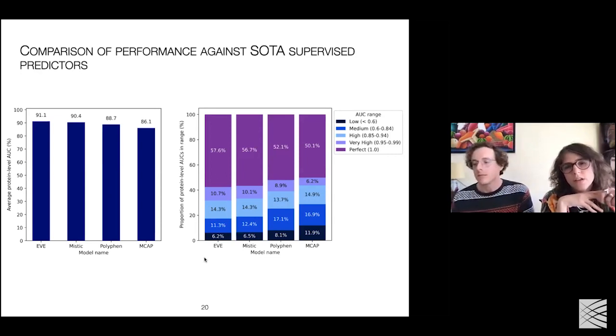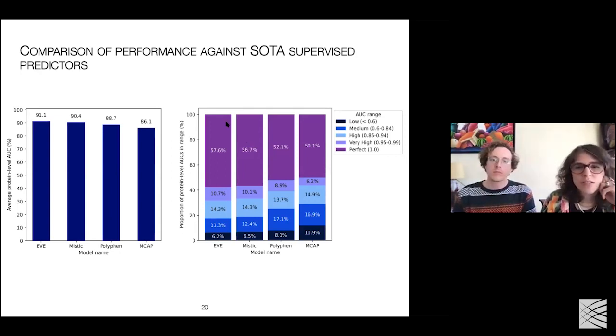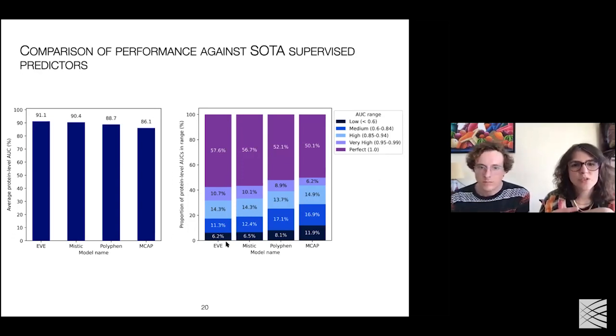Yeah, exactly. And here on the right, there's just a different picture of how this performance looks across the board. So we separated the proteins by the ones that have perfect AUC or very high AUC, or high AUC and low AUC. And we can see that our model has a higher percentage of proteins in the perfect and very high AUC range, and fewer proteins in the lower AUC range. So not only is it state of the art, but it's also very consistent across the whole protein world, which is very reassuring. Do you want to?